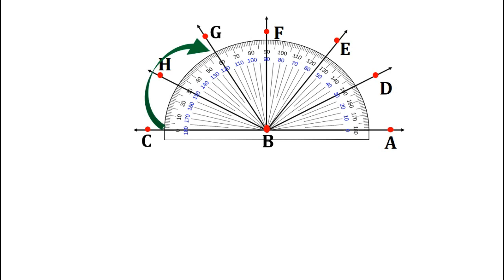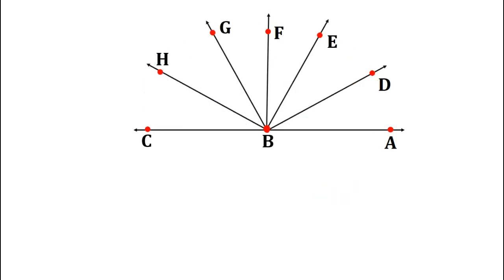Next, starting from 0, we will read the number or the mark on the outer scale, that is from left to right, through which the arm BG or GB passes. Since arm GB passes through 60°, therefore angle CBG measures 60°. Lastly, we will measure the fourth angle, which is angle EBH.